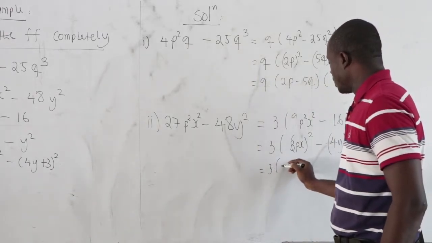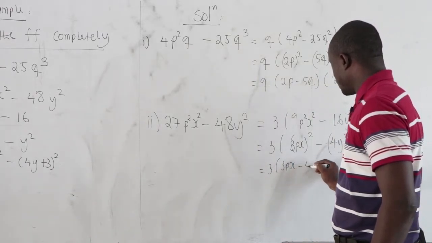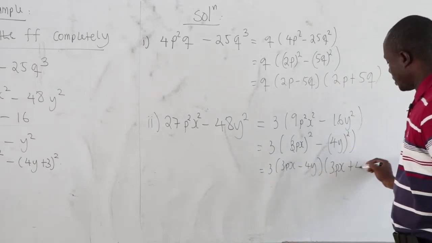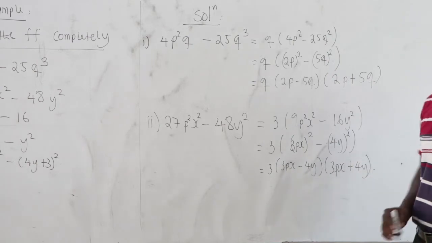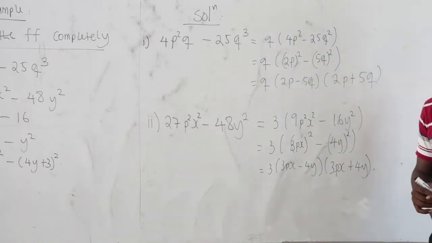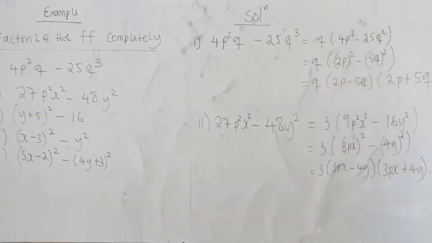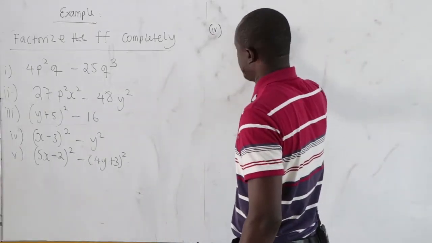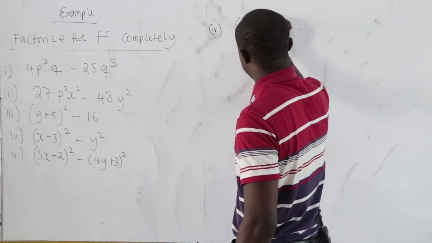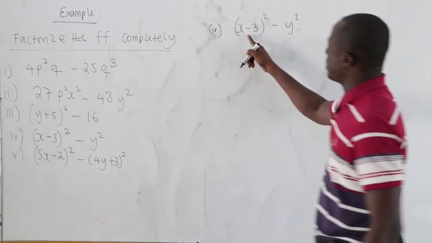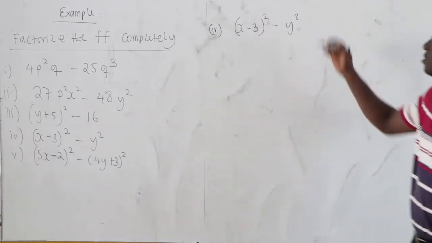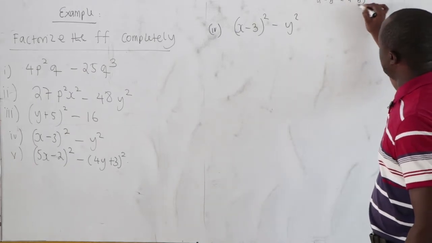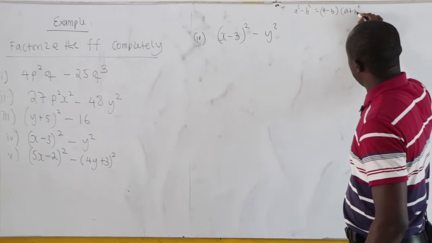So you have 3px minus 4y, and then 3px plus 4y. This is very, very easy. Now let's see the fourth one. We have x minus 3 all squared minus y squared. So this is our A, and this is our B. Don't be confused. We have A squared minus B squared, and we say A minus B, A plus B.